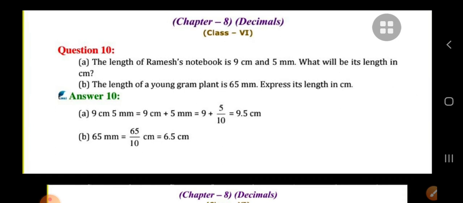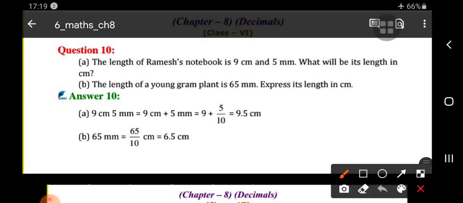The length of Ramesh's notebook is 9 cm and 5 mm. What will be its length in centimeter? The length of a young gram plant is 65 mm. Express its length in centimeter. Two examples are given. The first one, notebook and its length is given. You have to find out its length in centimeter. It means you have to convert into centimeter. 9 cm and 5 mm.